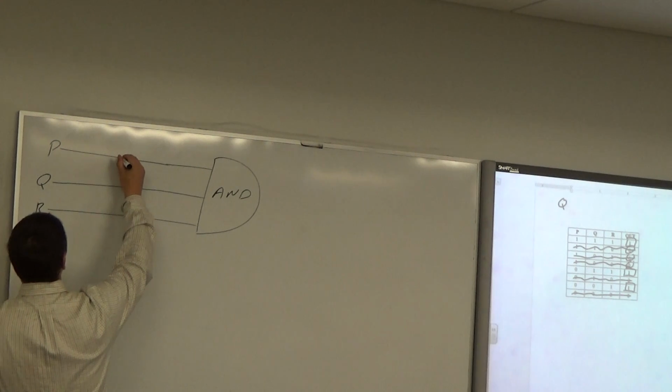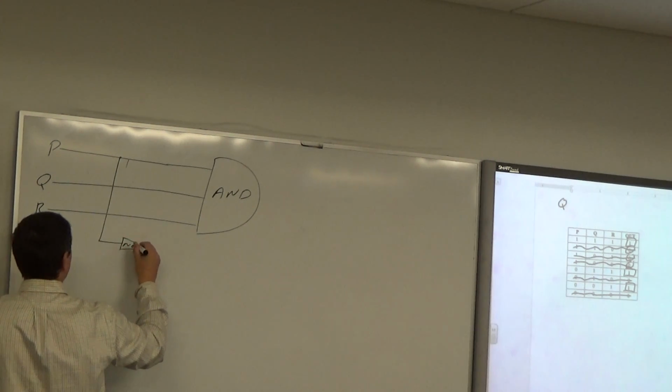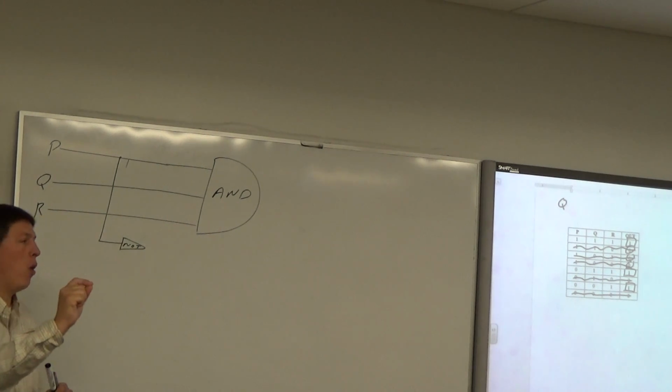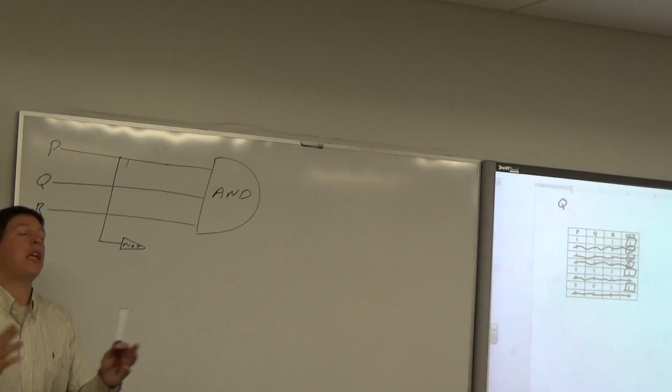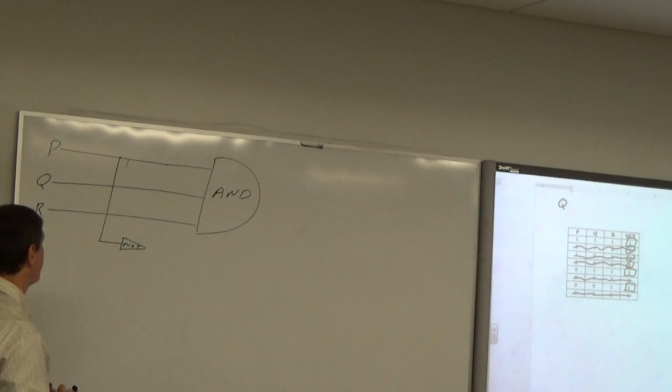I'm going to branch off of the P, and because the P is false, I'm going to put a not there. Okay, so as soon as I see a 0 in that row, I'm just going to put a not on that. Okay, it's the easiest way to do it. Not the most efficient, okay, but the easiest way.